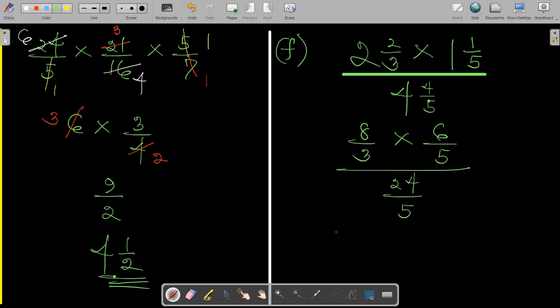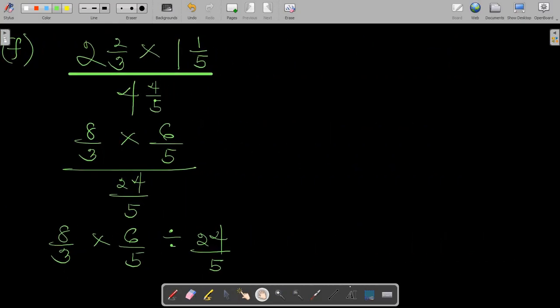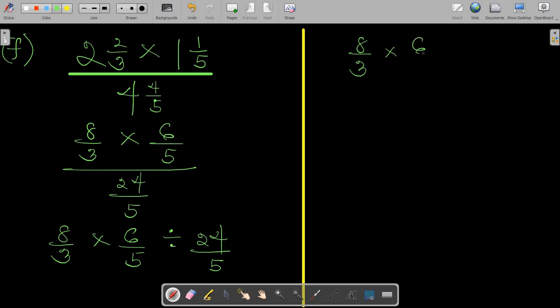So let me write this. Watch out. We have 8 all over 3 times 6 over 5. Then I'm changing this long division to this short division, which is 24 over the same 5. So in that case, I will have my work to become something like this. 8 all over 3 times 6 over 5. Change your division to multiplication, then you flip. Then we have times 5 all over 24.